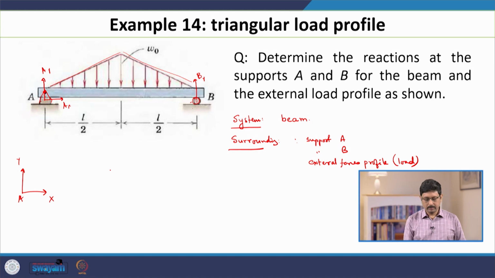Now we write down the force balance equation. The first equation is in the x direction. All the external loads are in the y direction, so there is no component in the x direction. This means that the only horizontal force is Ax, and since the whole thing is motionless, static, Ax must be 0. So, we have only two unknowns, one is Ay, the other is By. These are the two unknowns.